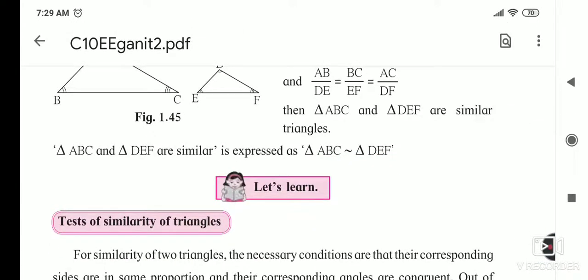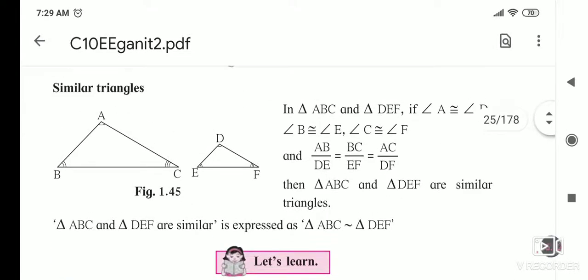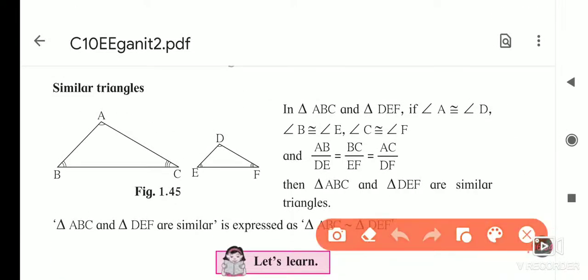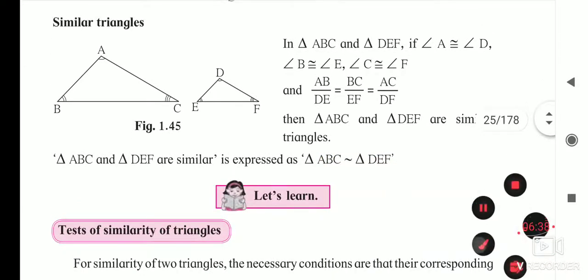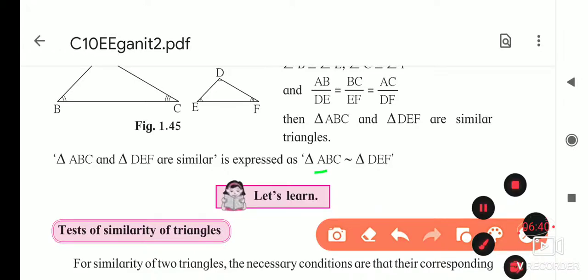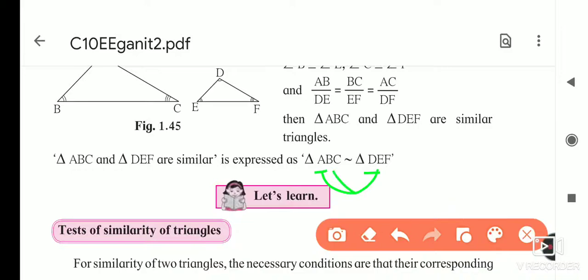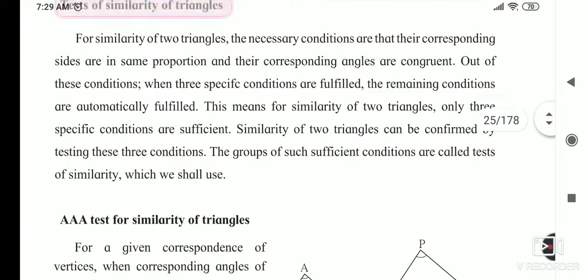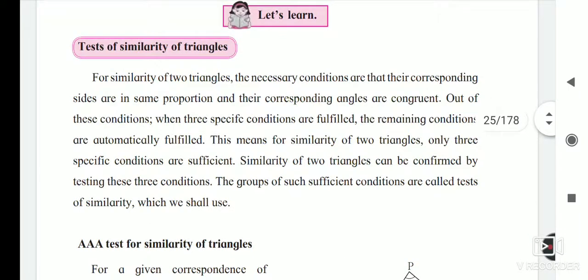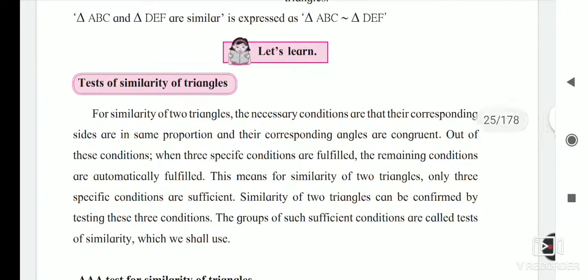The correspondence of the vertices of the triangles must be maintained, meaning the corresponding vertices must be joined to each other. Meaning of it is, if A is congruent to D, then A and D must come in the same places at the time of writing the similarity of the triangles. A is congruent to D, so A and D will come in first places. If B is congruent to E, then they will come in second. In that way we have to arrange it in a particular manner. Next we will see the tests of similarity of a triangle.